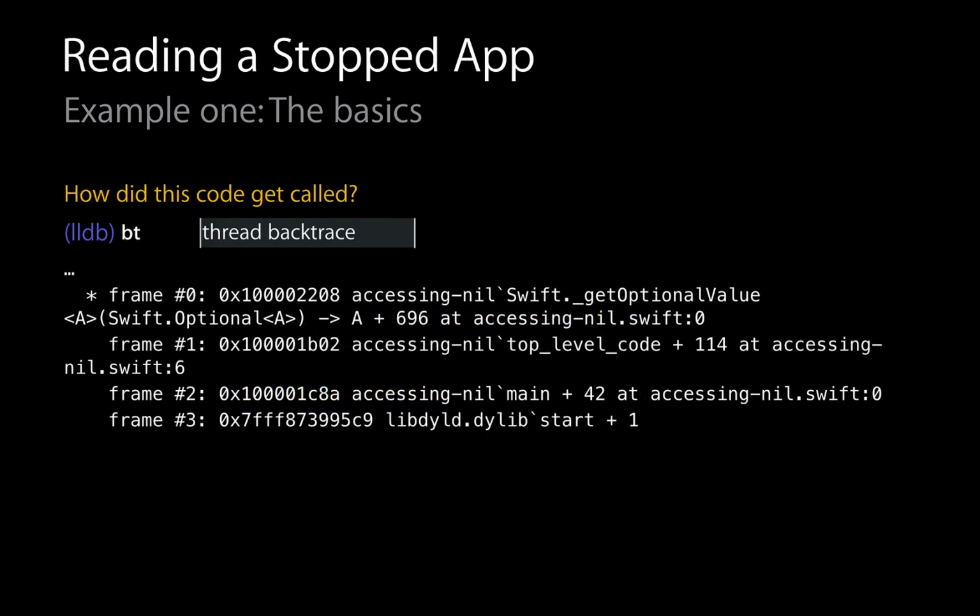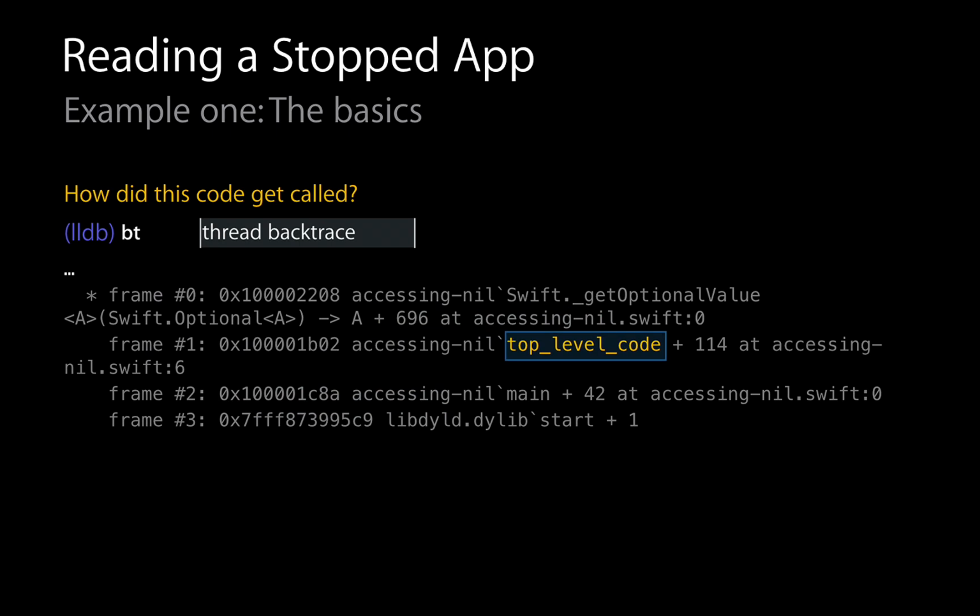The next command you're going to want to use is the backtrace command. The thread backtrace command prints all the frames on the stack of the current thread. That is, it tells you what functions called each other on the current thread to get you to the point where you're stopped. In this case, we see that just below the function that was actually stopped, you see your own code. Now, this top-level code function may be familiar to you if you've played around with Swift's command line tools. That's the code that's outside any function in your main source file of a command line tool.